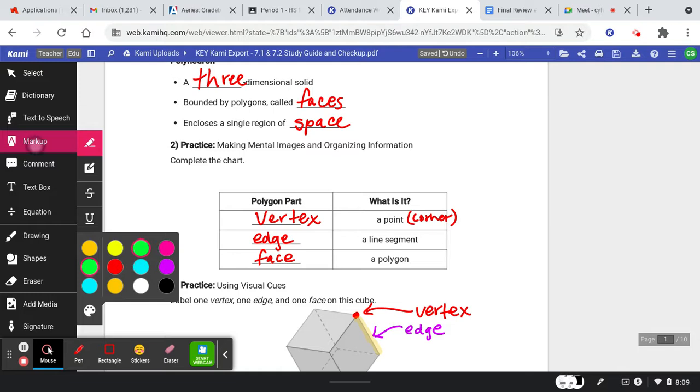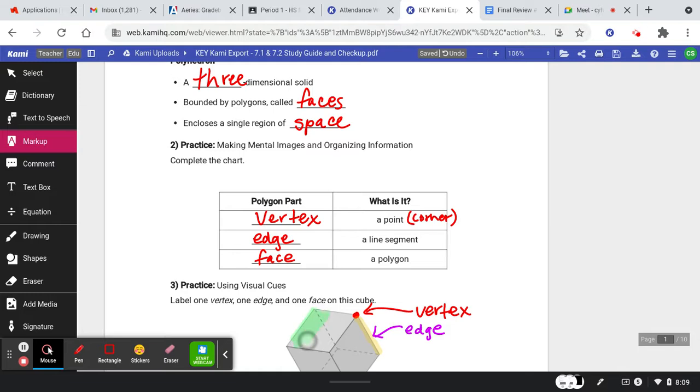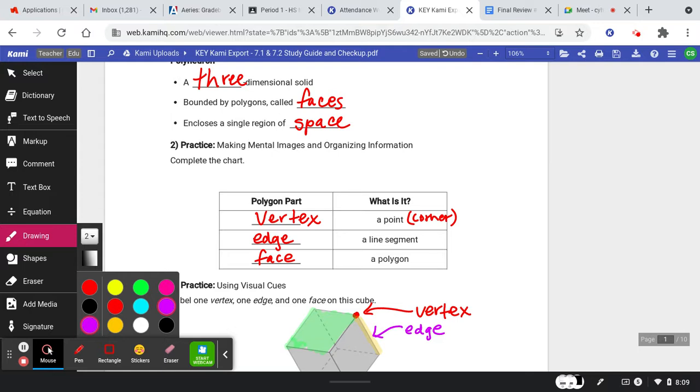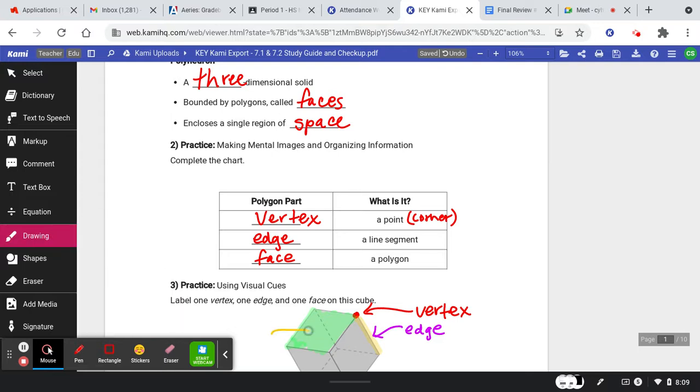And then go ahead and pick any face. I'm going to pick this one right here that I'm shading green and label that the face. Are there any questions so far on these parts of the polyhedron? The faces are all those sides that we can see. The edges are all the lines at the edge, and the vertices are all the corners of this shape.